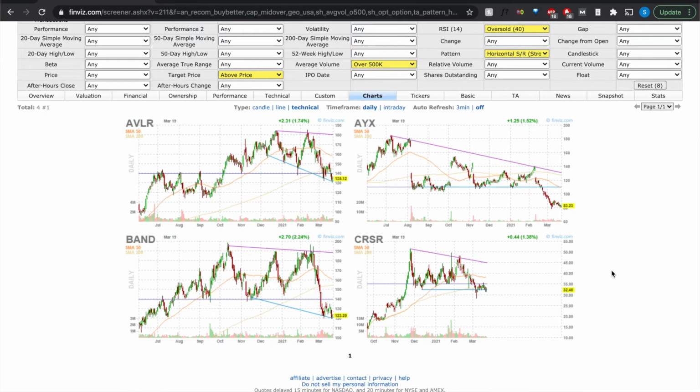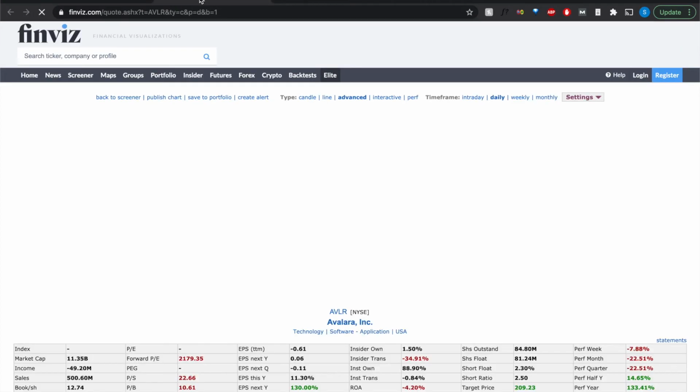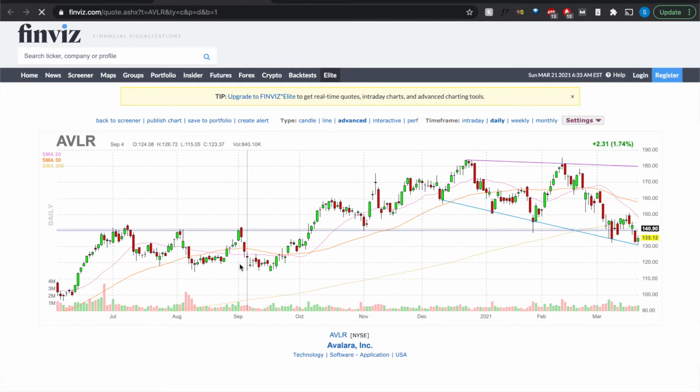So here's the concept. Now you can see here that in all these four charts, the stock has recently made a downward move. So you can see the first one, AVLR, has come down, AYX is down, BAND is down, and CRSR is also down. So this is basically what I'm talking about. Now let's consider this first chart. Let me open it in another tab so that we can look at it in detail. So let's understand this particular chart and what exactly the concept is that I'm trying to drive across.